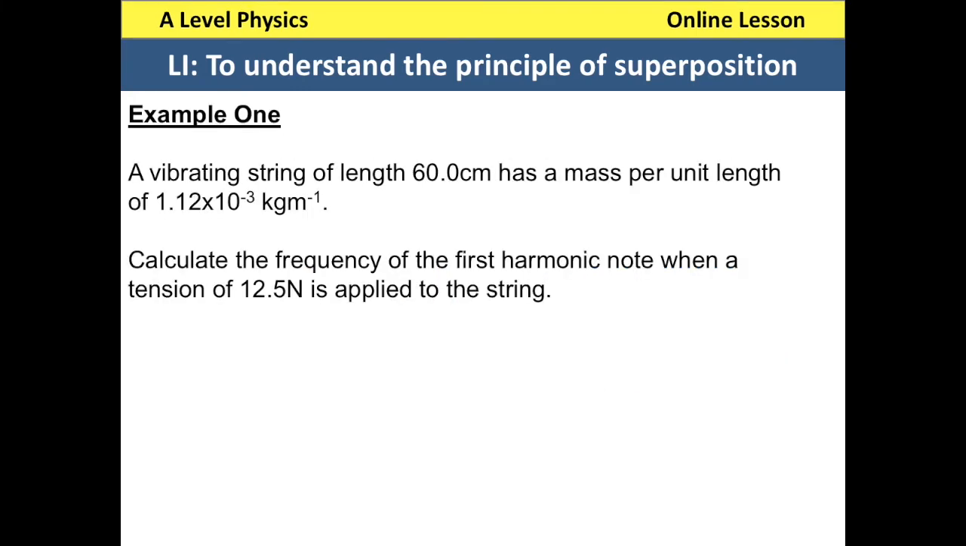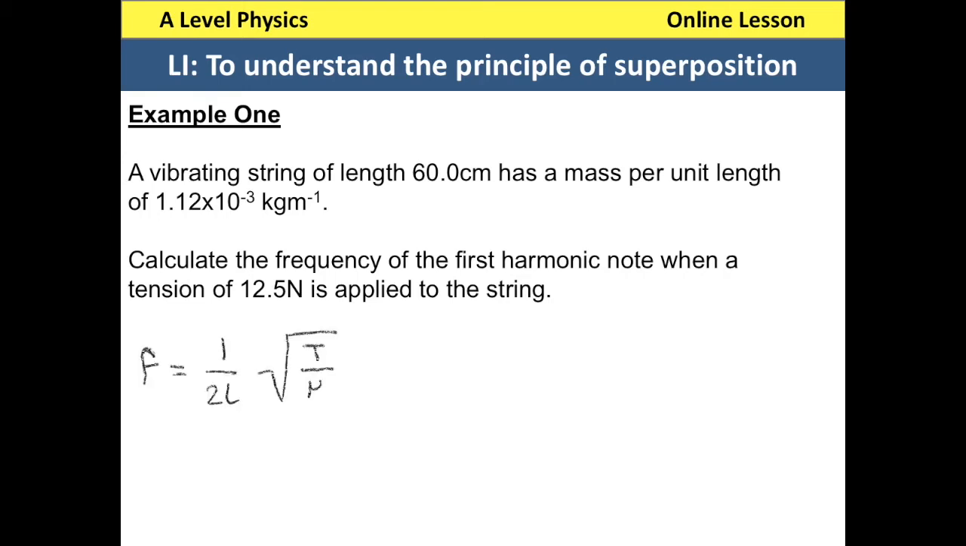Now let's have a look at an example question. A vibrating string of length 60.0 centimetres has a mass per unit length of 1.12 times 10 to the power of minus 3 kilograms per metre. Calculate the frequency of the first harmonic note when a tension of 12.5 newtons is applied to the string.